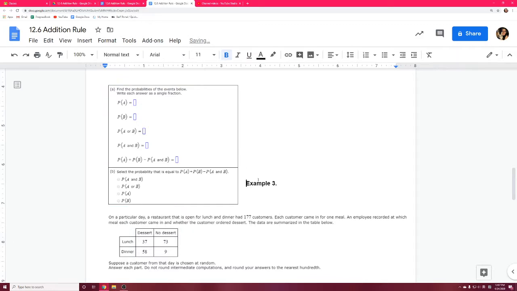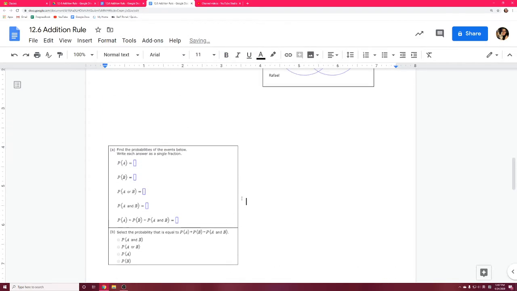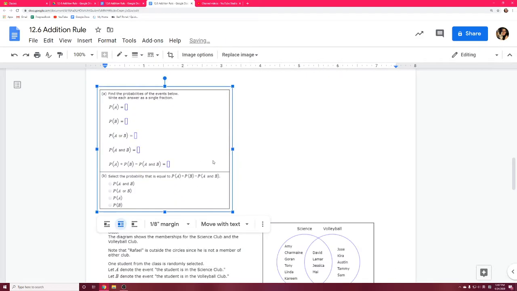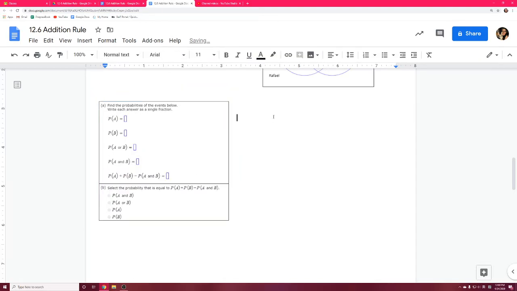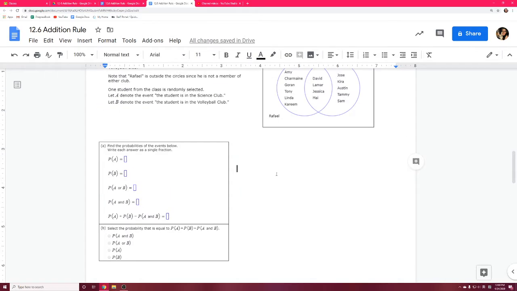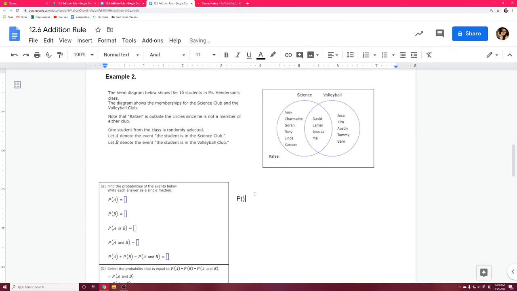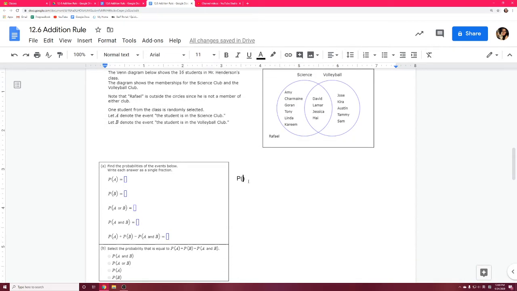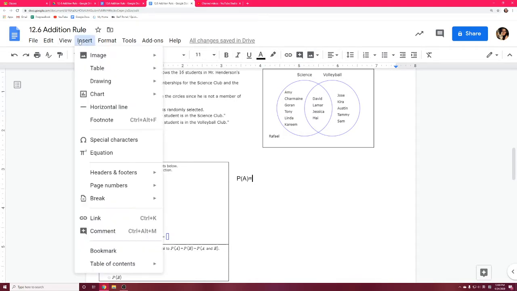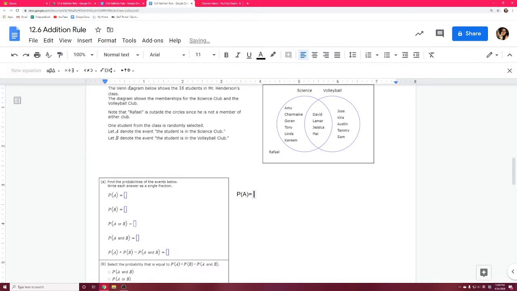Alright, so let's see the example over here. Let's put it over here. Okay, awesome. So for probability of A, they want to find the probability of the students in the science club. So on the top, obviously we're going to find all the science club, and on the bottom we're going to find everybody.